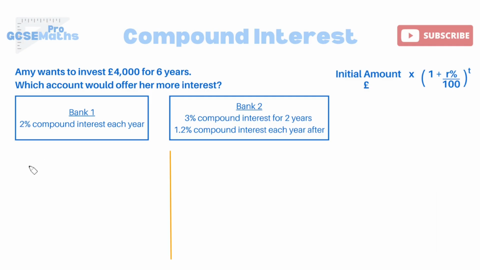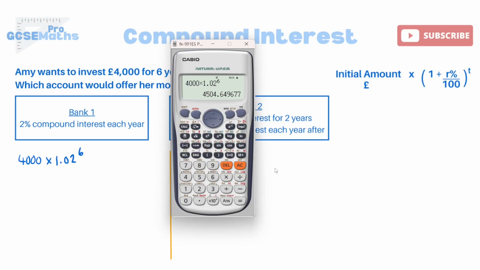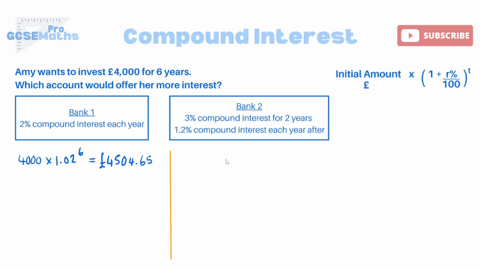So Bank 1's obviously the most simple one. I'm just going to sub in all the values. So we've got the initial amount is obviously £4,000, times by 1 plus 2%, which as a decimal is technically 1.02. You can write it however you want into your calculator. And then to the power of 6, which will give me £4,504, and I'm going to round that to 65 for 2 decimal places.